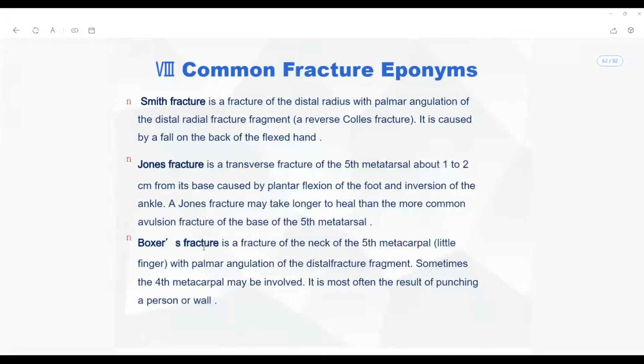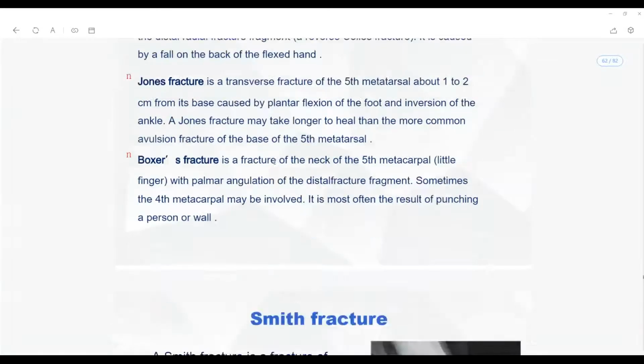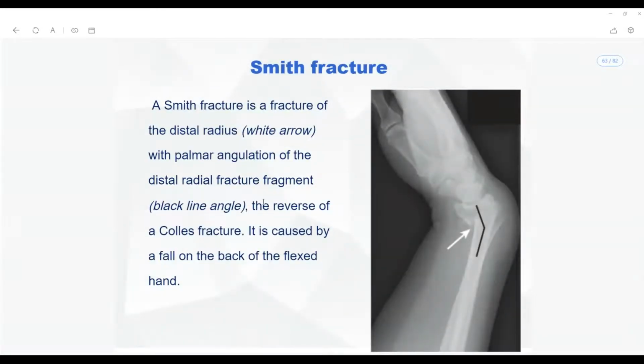Then we have a special fracture called the boxer's fracture, which happens with the fifth metacarpal, with the palmar angulation of the distal fracture fragment. The fourth metacarpal may also sometimes be involved. It happens when you are trying to punch a person or a wall. So this is called the boxer's fracture. So let's try to see some pictures here.